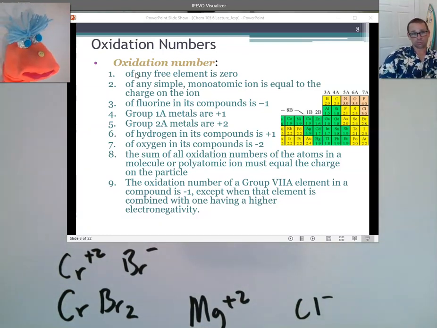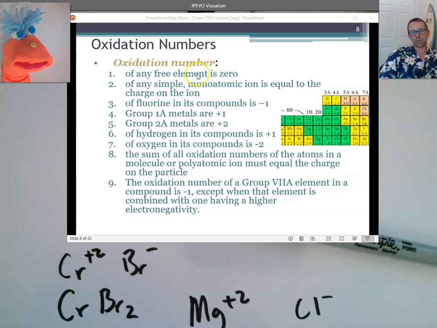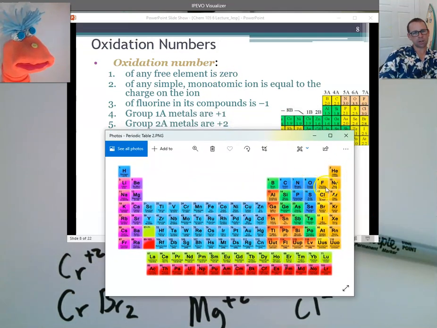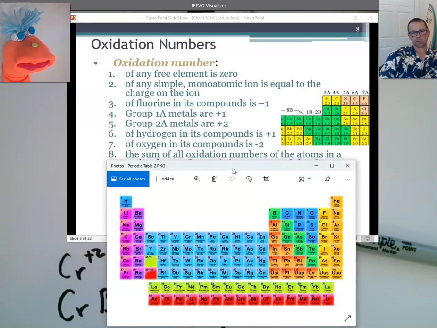Free element, it's 0. Monatomic single atom ions, whatever their charge is, that's what the oxidation number is. Fluorine, and let's look at fluorine on the periodic table to see where it's at. It's a halogen. Fluorine is always a -1 when it's in compounds.